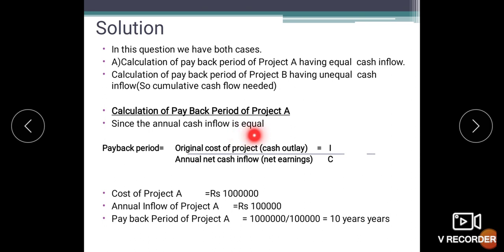First of all, we can find out the calculation of payback period of project A. Since the annual cash inflow are equal, we need to stick to the first formula, that is original cost of the project by net cash inflow. All this information is given. Cost of project is 10 lakh rupees. Annual cash inflow is 1 lakh rupees. Payback period of project A is 10 lakh divided by 1 lakh, which is equal to 10 years. So the calculation of payback period of project A is completed.